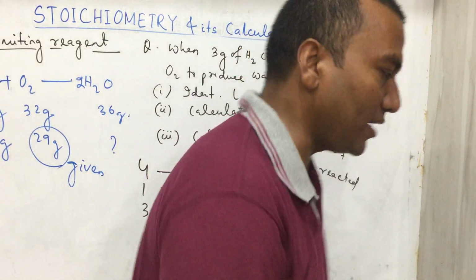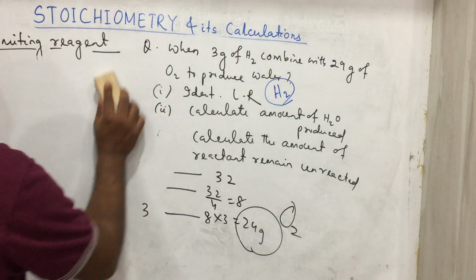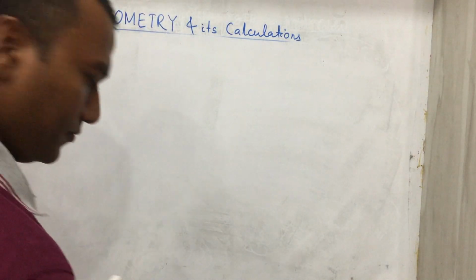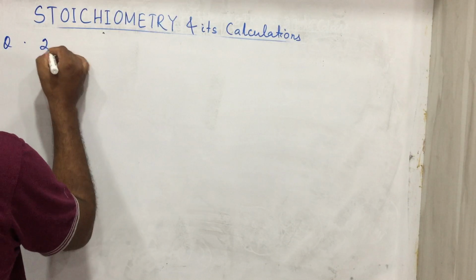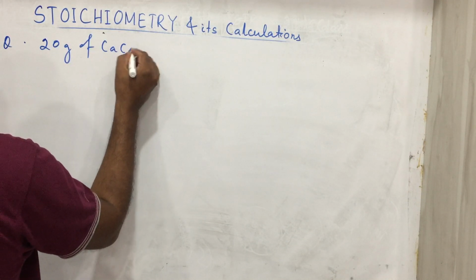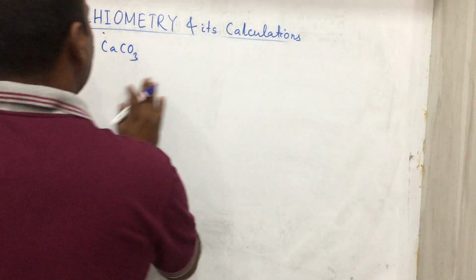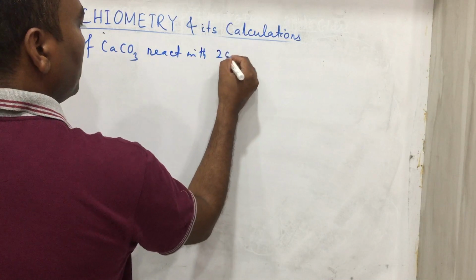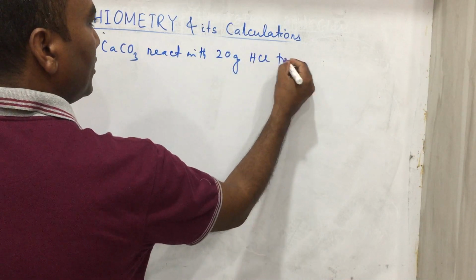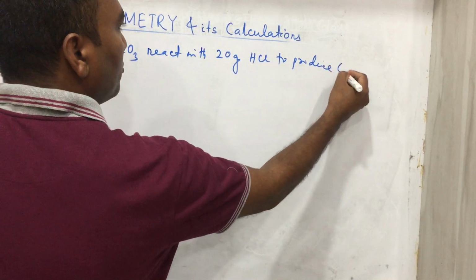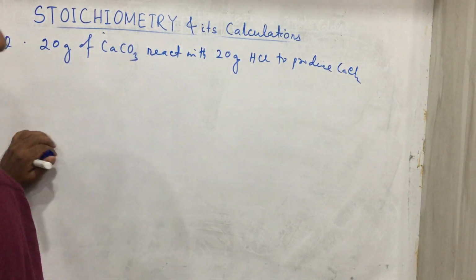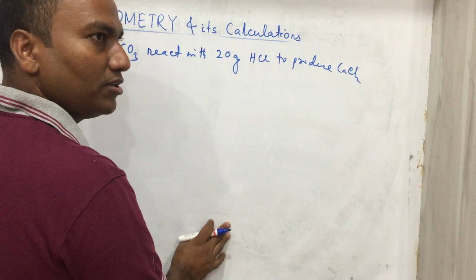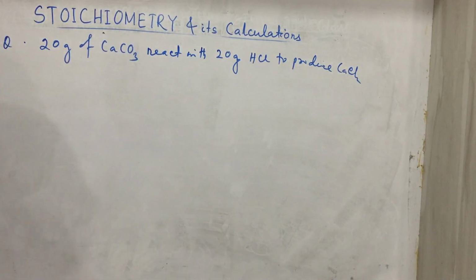Come to another question, same format. I am writing another question, you see. Suppose the question: 20 gram of CaCO3, calcium carbonate, reacts with 20 gram of HCl to produce CaCl2. Same questions: identify the limiting reagent, amount of CaCl2 produced, and which reactant remains unreacted.